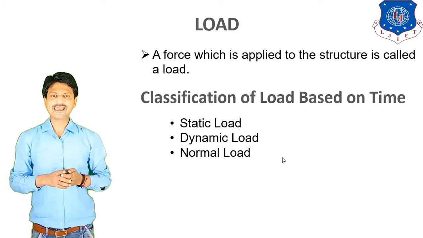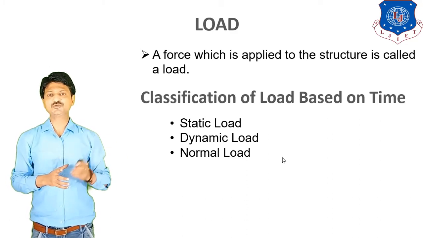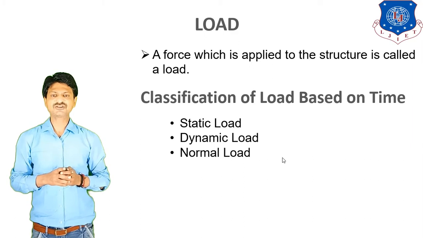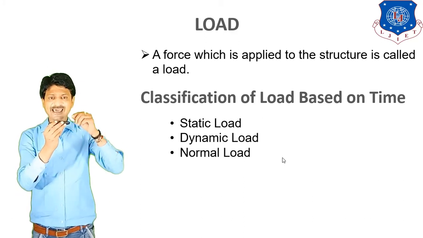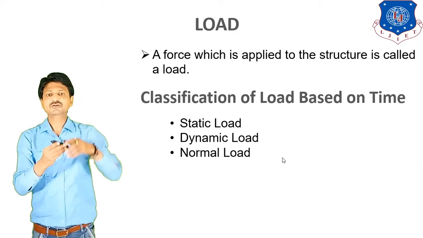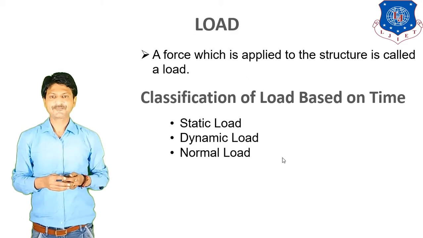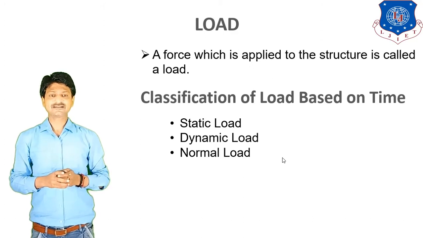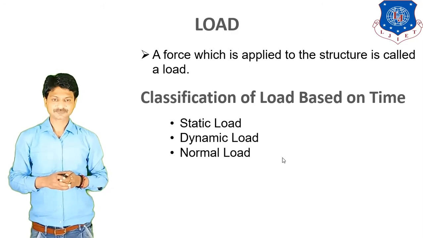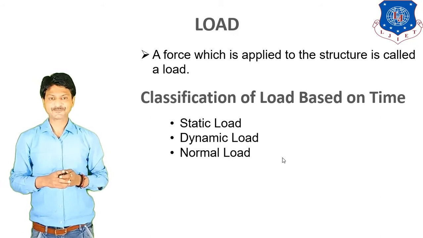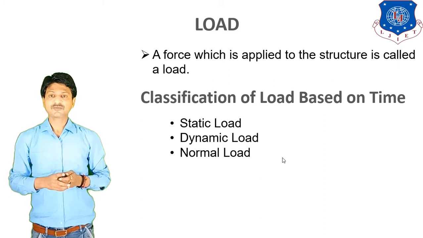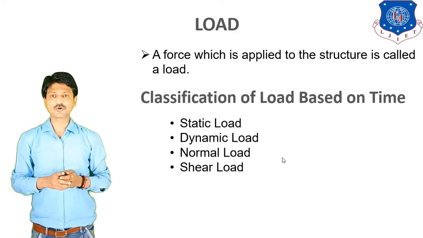Now next is normal load. The load which acts perpendicular to the cross-sectional area is known as normal load. If we consider any body, then the normal load acts perpendicular to the cross-sectional area. Normal load is either tension or compression. Okay. So it produces linear deformation.